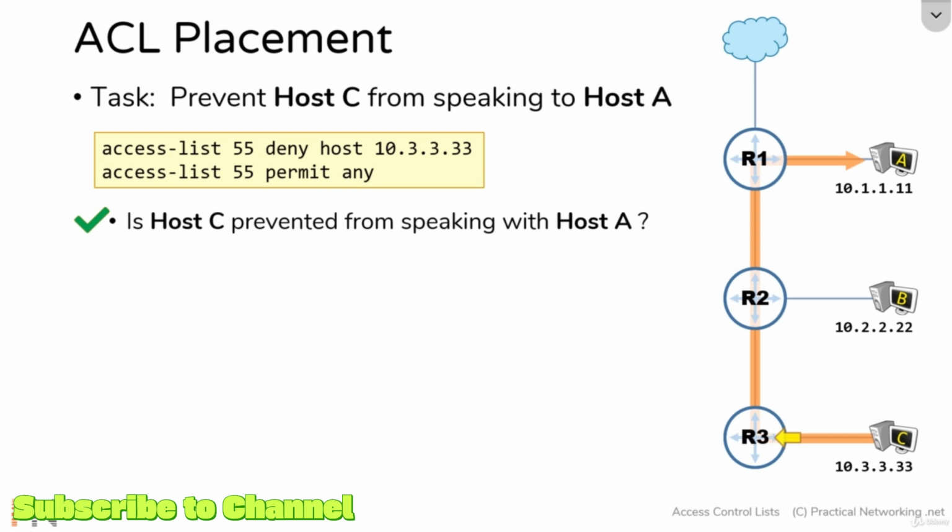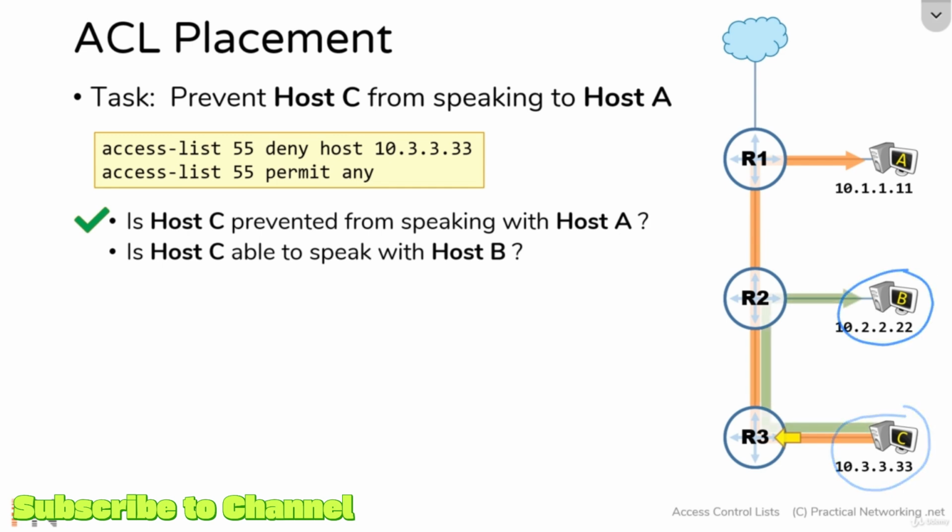But you have to consider what else host C might be trying to talk to. For example, host B. Well, the path for traffic from host C to host B is still passing through this access list. And since it's still going to have a source IP address of 10.33.33, it's still going to match that first line and be denied. So if we apply that access list right there, we are inadvertently preventing host C from speaking to host B.